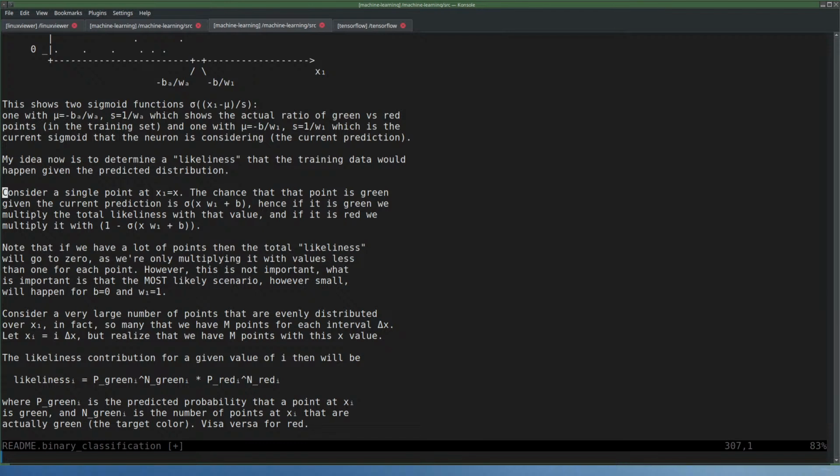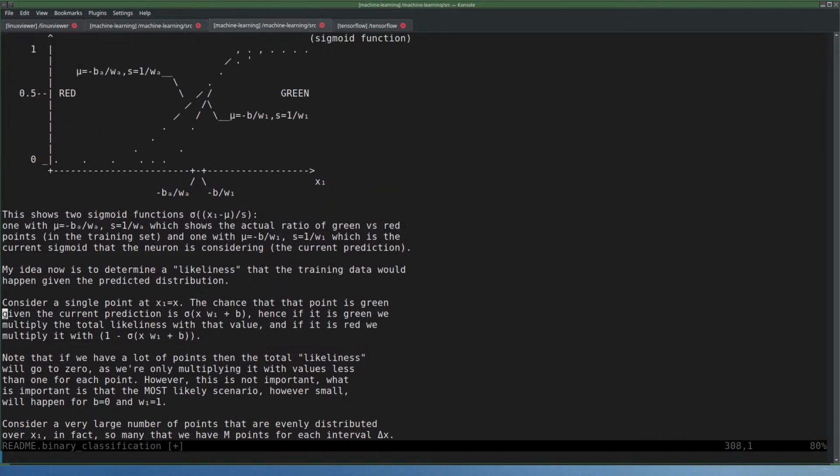So back to the text. Consider a single point at x1. Yeah, x0 dropped out here because I would just assume the line is horizontal. The chance that the point is green with the current prediction is sigma of wx. You will recognize this as the output of a neuron, by the way, which you can also literally see here, right?